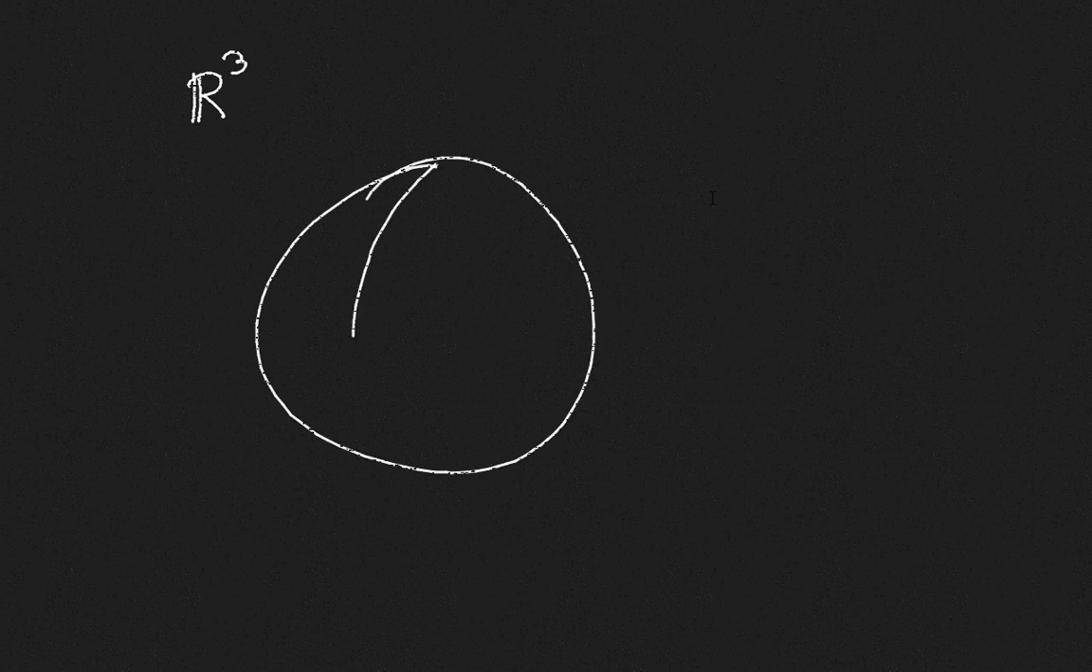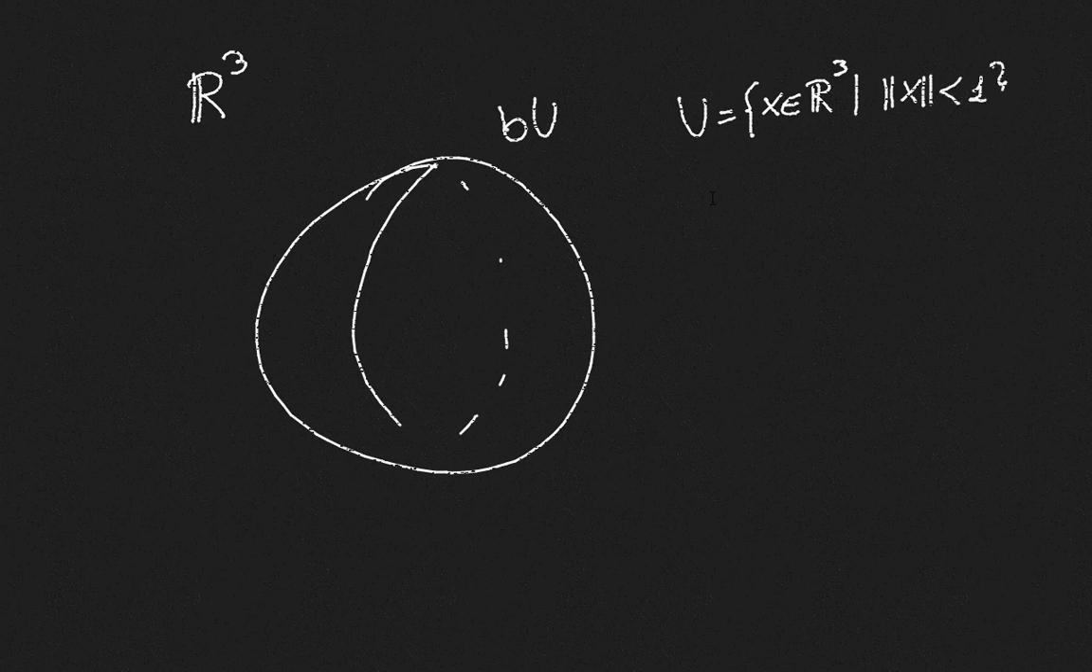In practice, for example in R3, what we are doing is the following. Our boundary will be like the surface of the sphere or something like that. So this is the boundary of U, where U is the set of vectors with norm less than 1, for example. In R3, we have the measure of volume, which is just the Lebesgue measure.